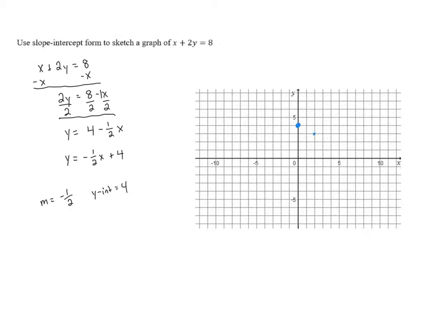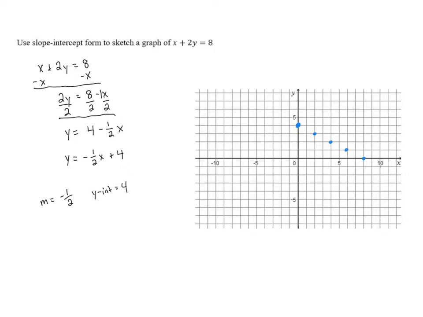So we've got a point right there. Then again, we're going to go down 1 and to the right 2. That gives us our next point. And down 1 and to the right 2. That's going to give us our next point. And down 1 and to the right 2. That gives us another point.